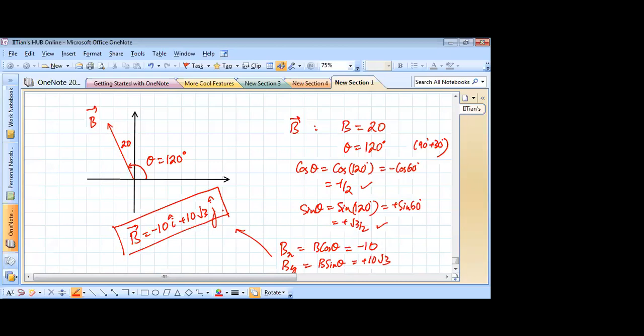That is why the vector B will become minus 10 I cap plus 10 root 3 J cap. Okay. So this actually also helps you understand where this formula comes from. It comes like this, right? Because this angle is 60. So this x component of B is a negative quantity. That's why cos is negative. Whereas the y component of B is a positive quantity. So that's why sin is positive. Okay, people, so hope this is clear to all of you.